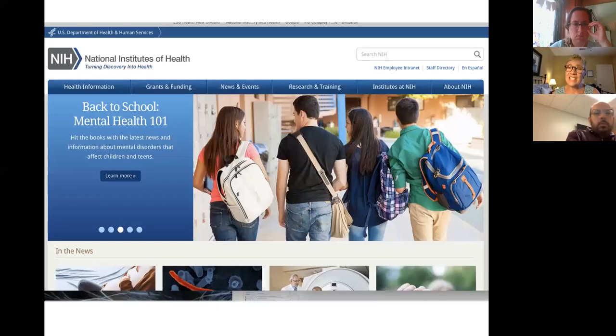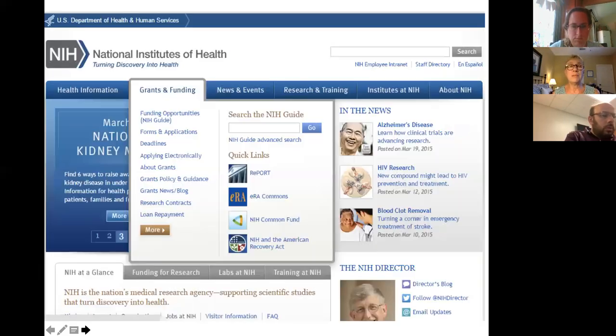And then I found out there's like 29 institutes. And so that's the name, institutes. Just goes to show you. So go into grants and funding, and that's a pull down.